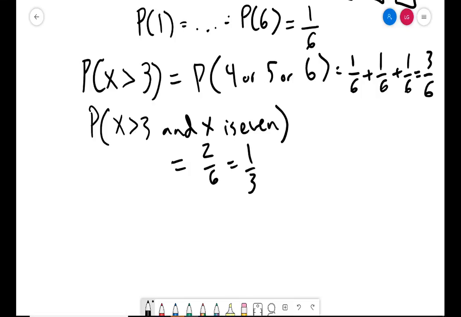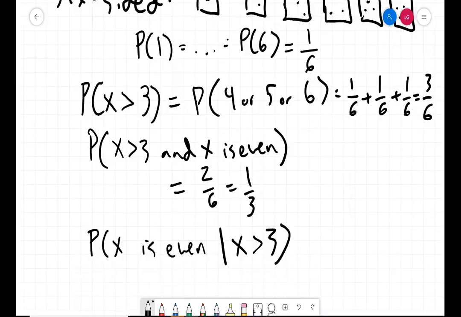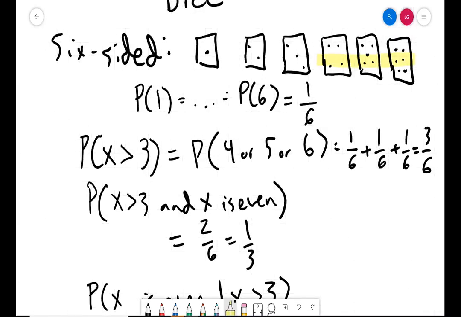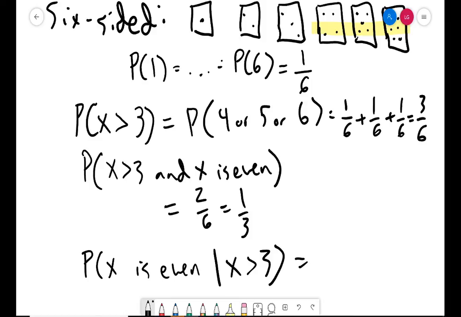Now let that be contrasted with the probability that x is even given x is greater than 3. So you've rolled the dice, you know that it's greater than 3. What is the probability that it's even? Well, if you know that it's greater than 3, you're only thinking about these 3 dice. You know that the outcome is greater than 3. And the likelihood there of it being even is 2 out of 3. So there is a difference here between compound probability and conditional probability.